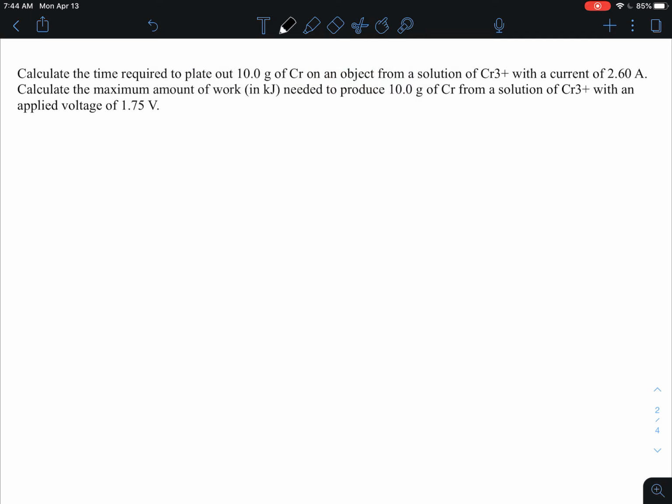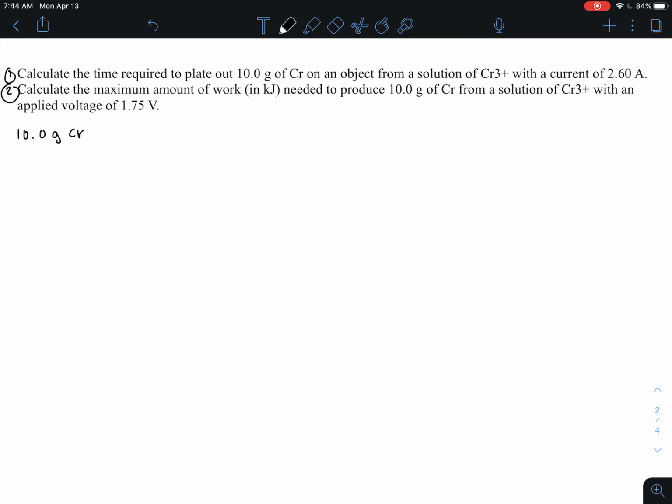Calculate the time required to plate out 10 grams of chromium on an object from a solution of chromium 3+ with a current of 2.6 amps. Calculate the maximum amount of work in kilojoules needed to produce 10 grams of chromium from a solution of chromium 3+ with an applied voltage of 1.75. Alrighty, so this is two questions. Here's my first and here's my second.